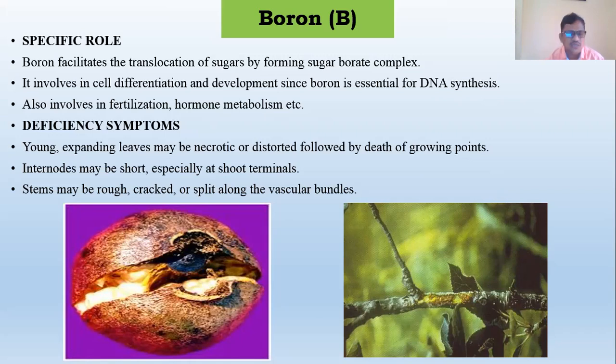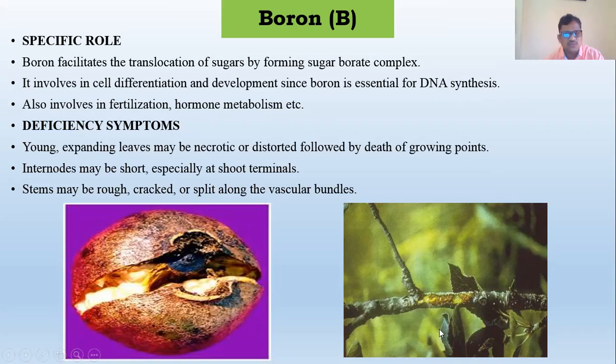Next point, internodes may be short, especially at shoot terminals. Again at the shoot terminal we get the deficiency, that is internodes become shorter because of the deficiency of boron. Then another point, stems may be rough, cracked or split along the vascular bundles. Here the first image is of pomegranate, where cracking is happening in the absence or deficiency of boron.